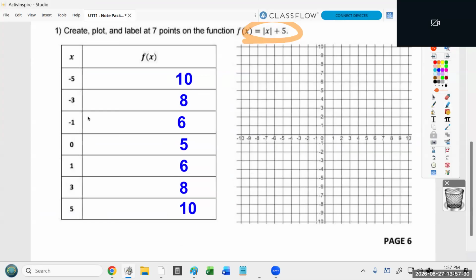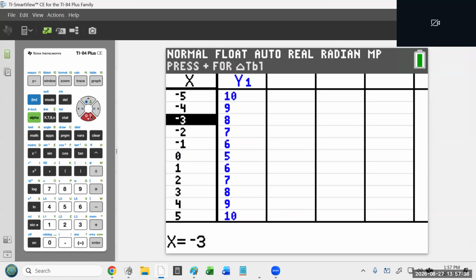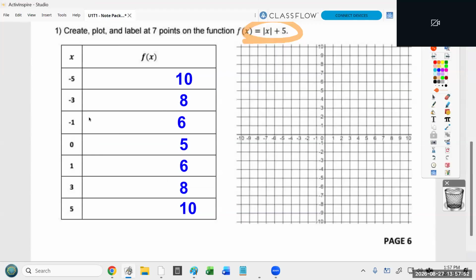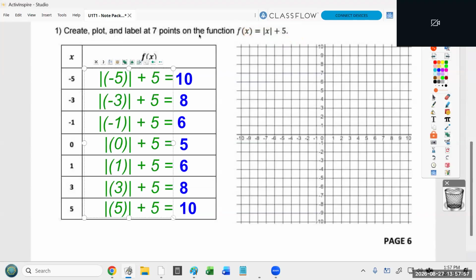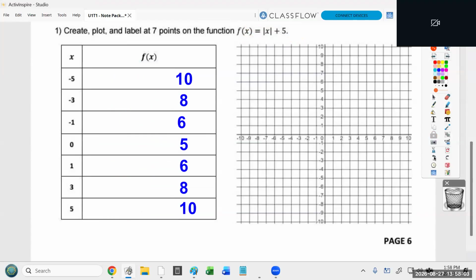Everybody with me on this? I'm trying to show you how the calculator can do the work for you. I want -1, 0, 1, 3, and 5. So -1 is 6, 0 is 5, 1 is 6, 3 is 8, 5 is 10. So I'm going to write 6, 5, 6, 8, 10. Okay, so again, you can do all of this work, or you can use the calculator. Now, if you use the calculator, you're not going to have any of that work shown. And now we just have to graph those points. Notice this is all in blue, so this should be in your note packet.